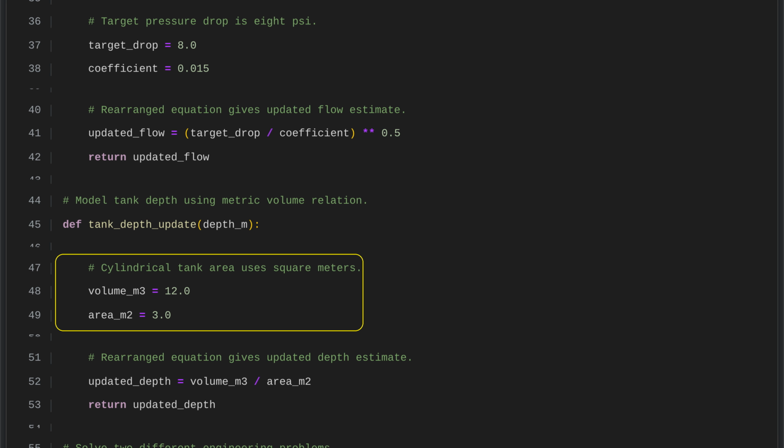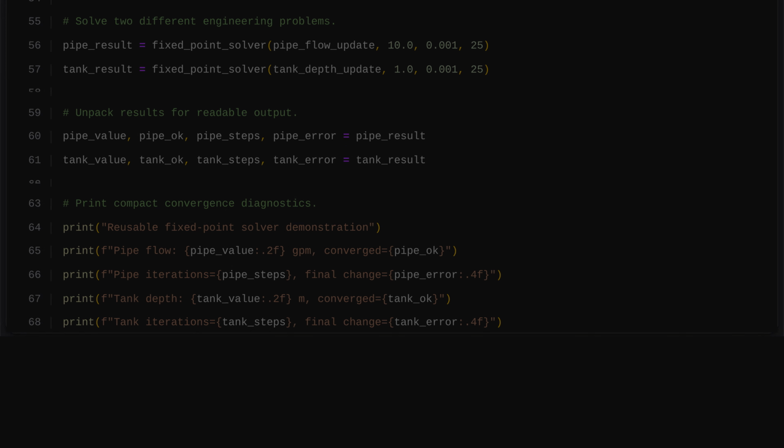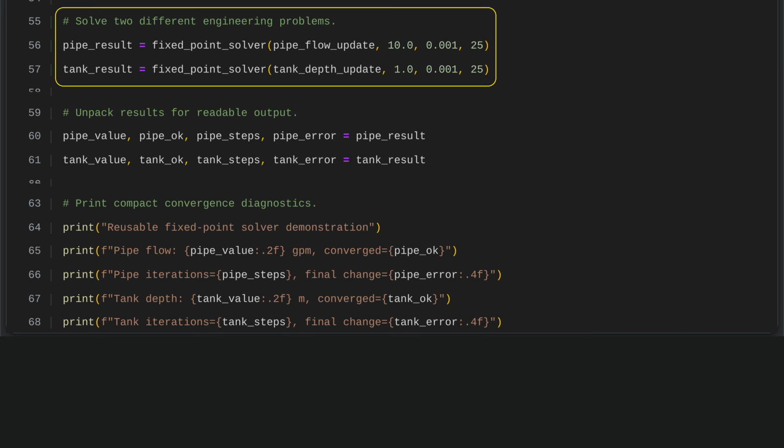The code defines a tank volume of 12 cubic meters and a base area of 3 square meters. It then finds the liquid depth by dividing the volume by the base area, giving the height of the liquid column in meters. The function updates the tank's depth by dividing its volume, 12 cubic meters, by its base area, 3 square meters. The fixed point solver is used for two engineering calculations.